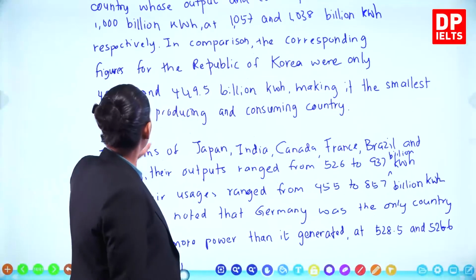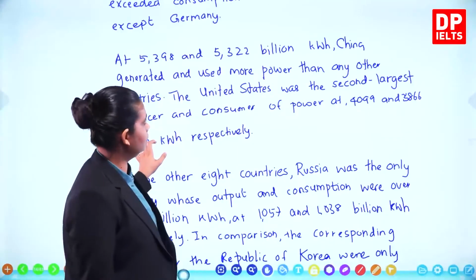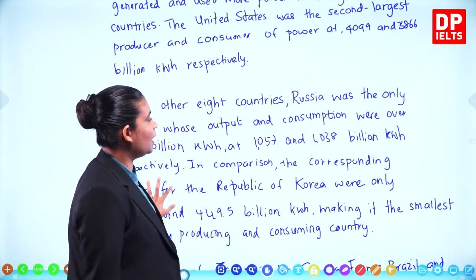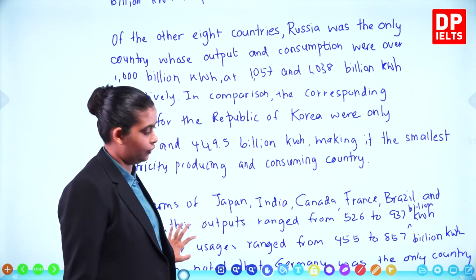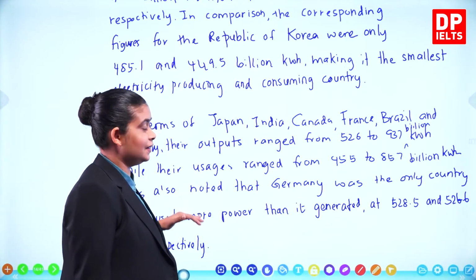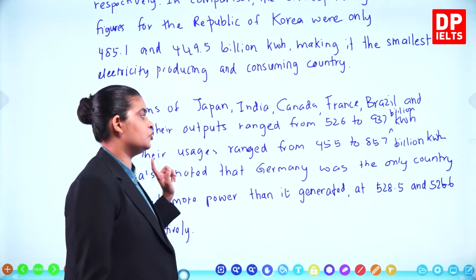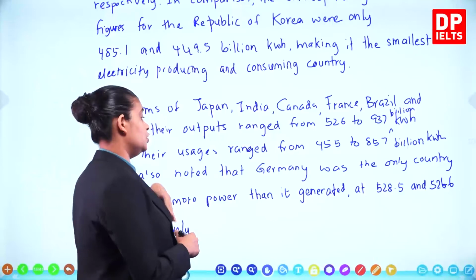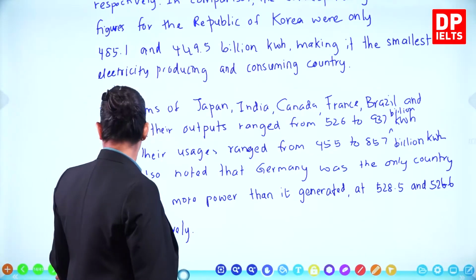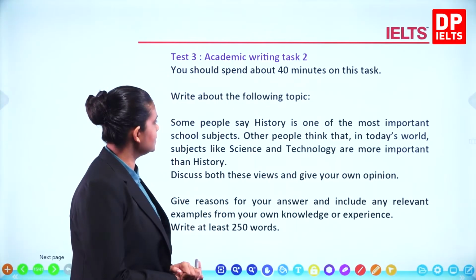So here again I have done the intro overall, and then the two countries that used most of the power, and then I spoke about the other countries, how they were working, okay, and then I spoke about how the least one was produced and used, and one thing which was different, that Germany was the only country that actually used more power than they generated, okay? All right, so let's have a look at the next task.